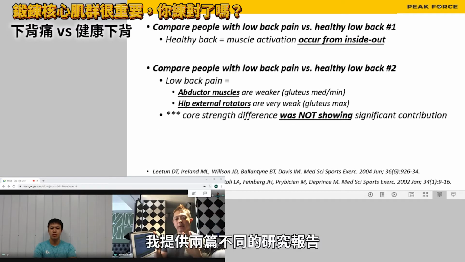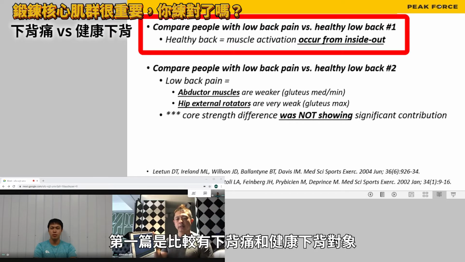Different examples. Okay, so I have two different research studies showing examples here. The first one is comparing people with low back pain and people with a healthy back.